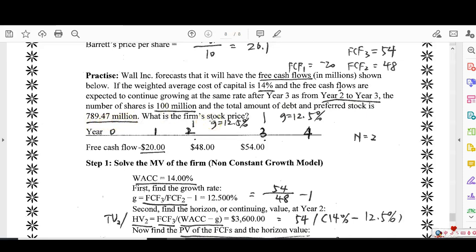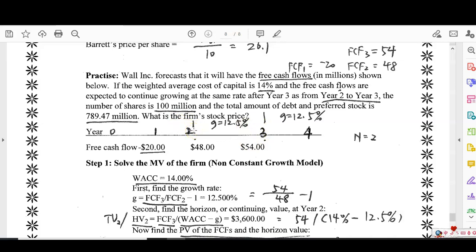Again, for the free cash flow model, we have to do 3 steps. Step 1, we want to solve for the market value of the firm by using the 2-stage model here because we have one growth rate before the third year, before the second year actually.